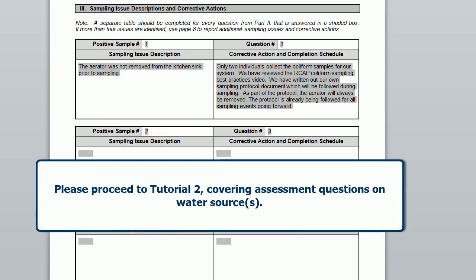If you are watching this video series for the first time, please continue to Tutorial 2, which moves to the assessment questions on the water source or sources.